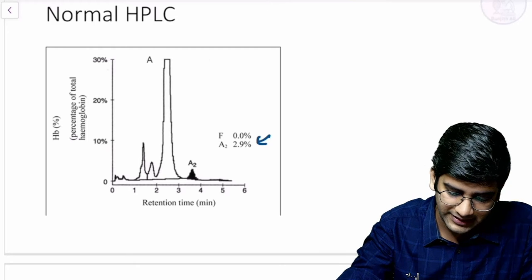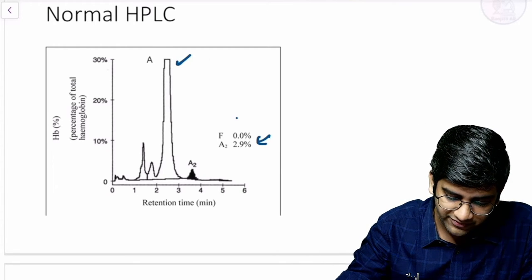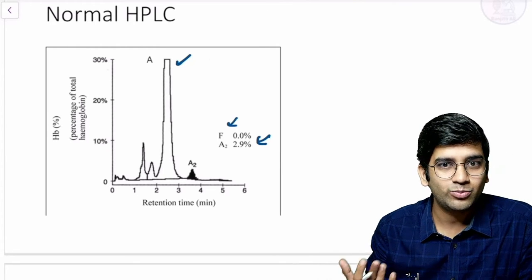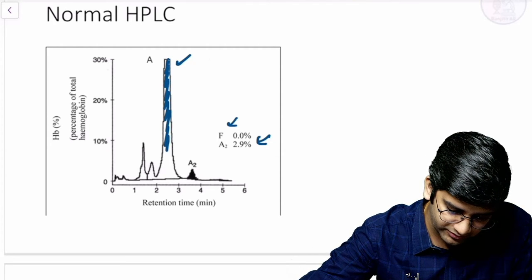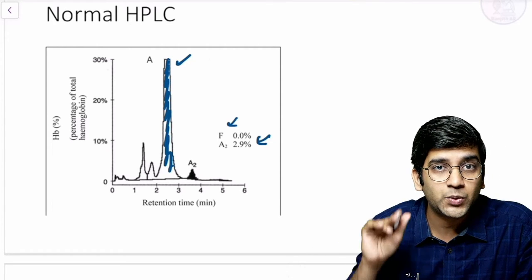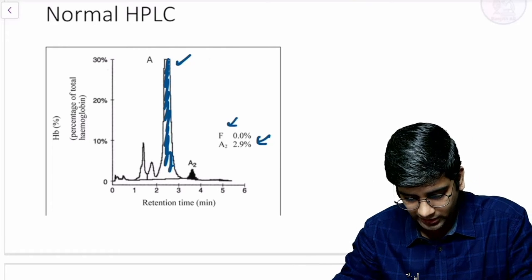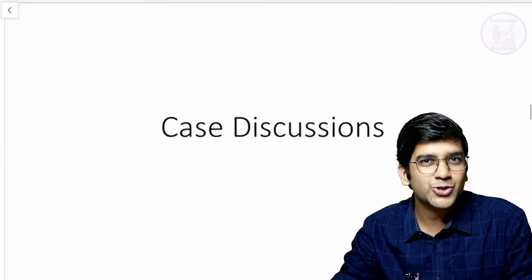It's a normal HPLC. HbA is superb, and fetal hemoglobin is almost nil, almost zero. That's how a normal HPLC is, right? This is the area under the curve. Area under the curve is not equal to the peak. Remember that, fine? Okay. Now, since you know normal, let's go to abnormality.